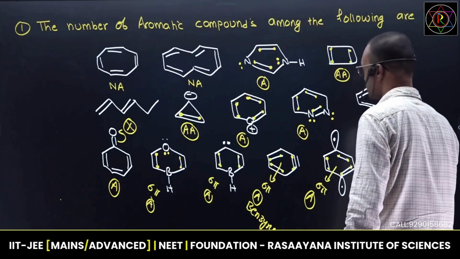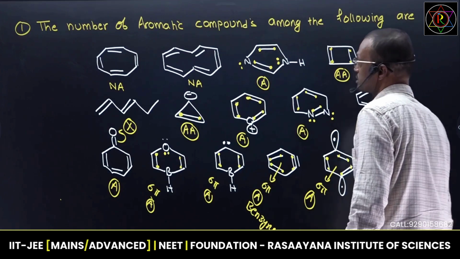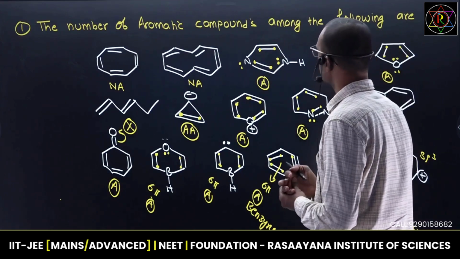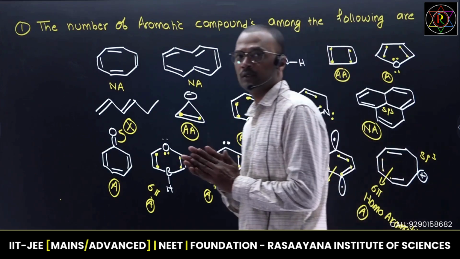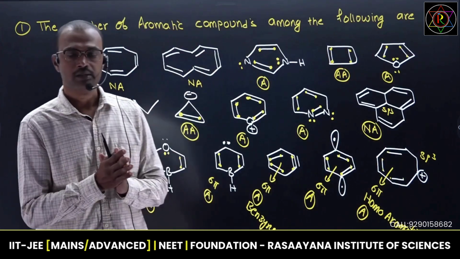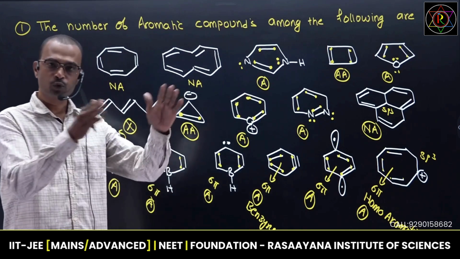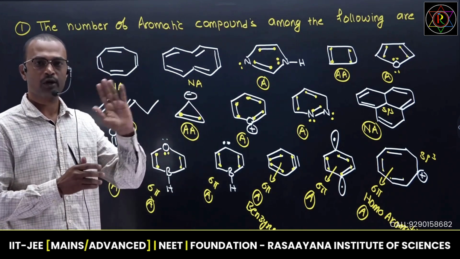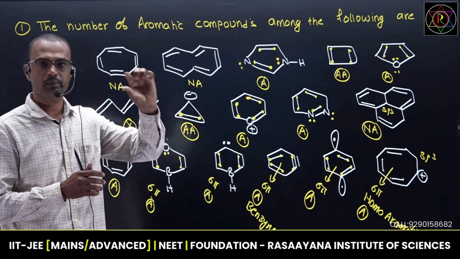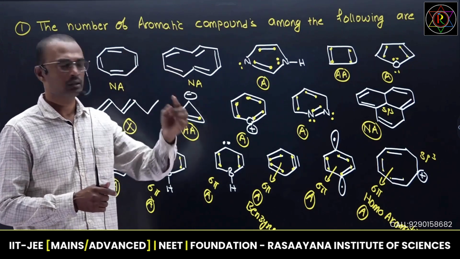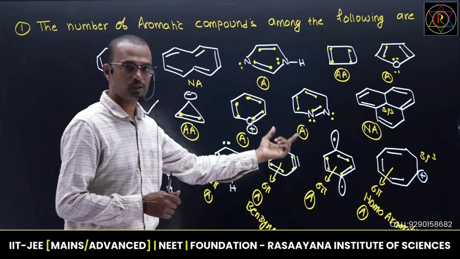Just make a short revision on these questions. See, the number of aromatic compounds among the following. A group of molecules is given. Sometimes in your examination, they will ask an integer type of question. They will give a group of molecules and they will ask, find the number of aromatic molecules in that group. They will ask for a number, 5 molecules, 4 molecules, like that. This is one such type of question I explained.